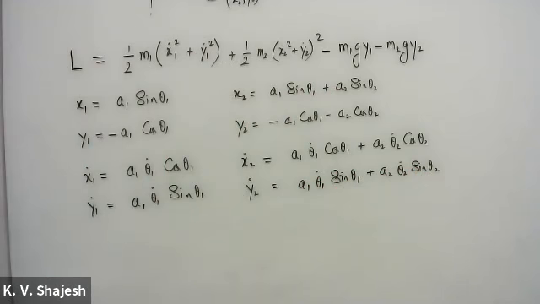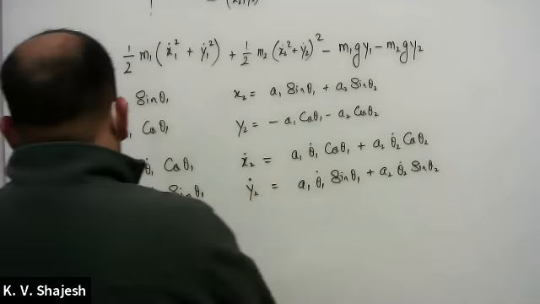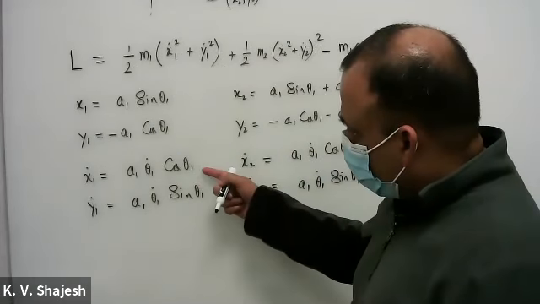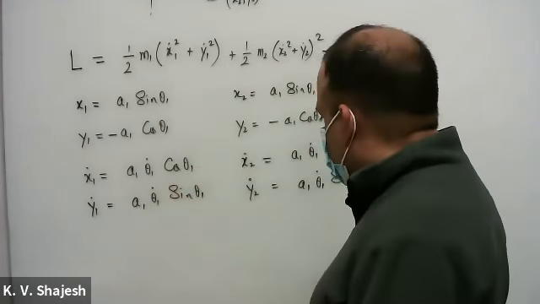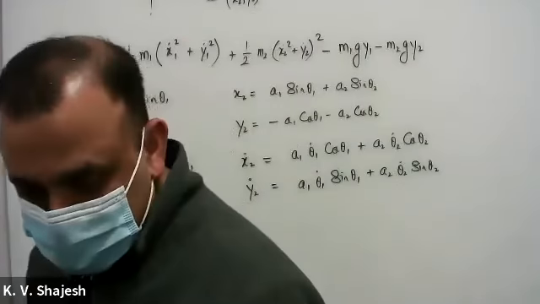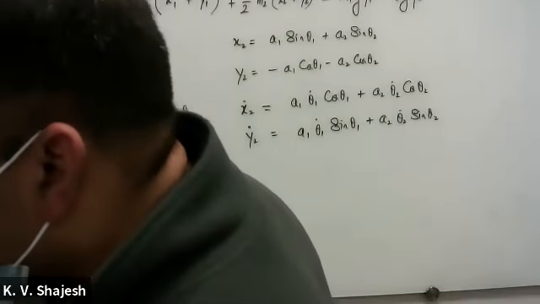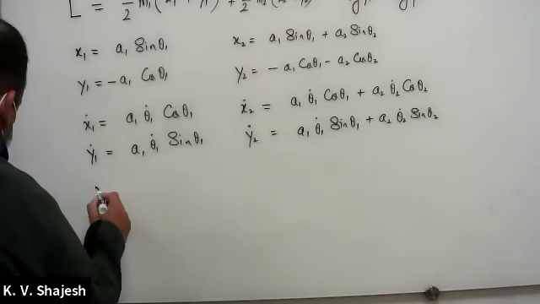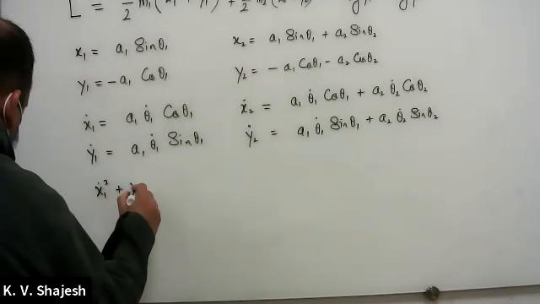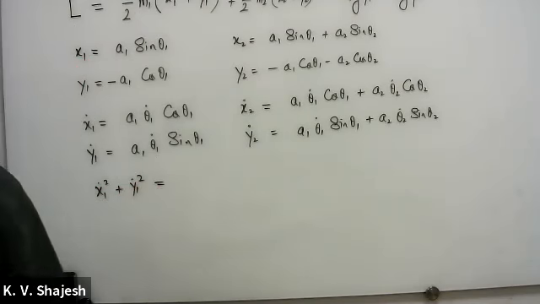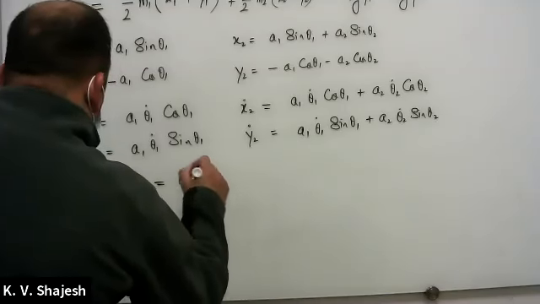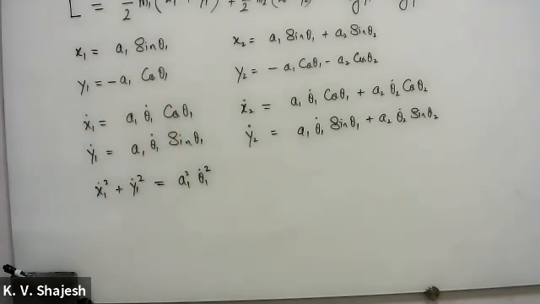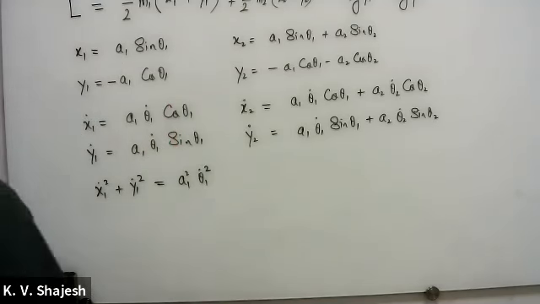So now the sum of these squares. When I square this and add it to this, there is a cosine square theta 1 plus sine square theta 1 that comes in. So it's just this square that comes out. But let me write that down, an added step but probably helpful. So x1 dot square plus y1 dot square is equal to A1 square theta 1 dot square. That's it.